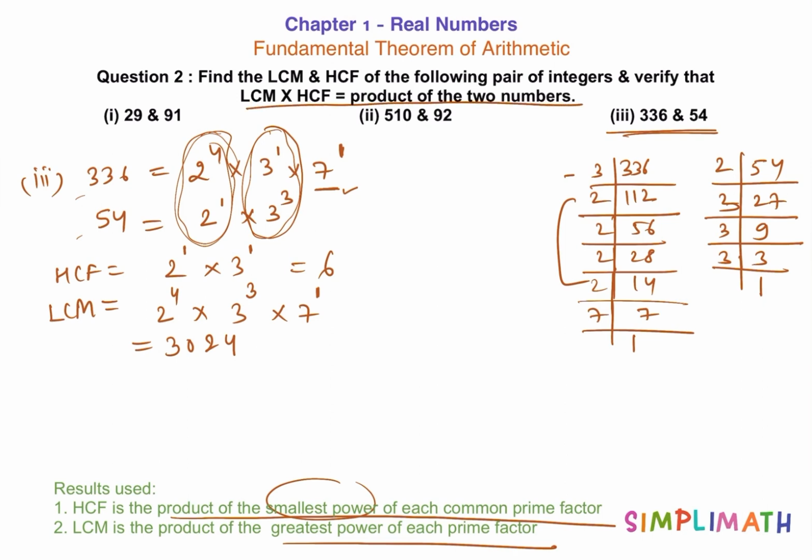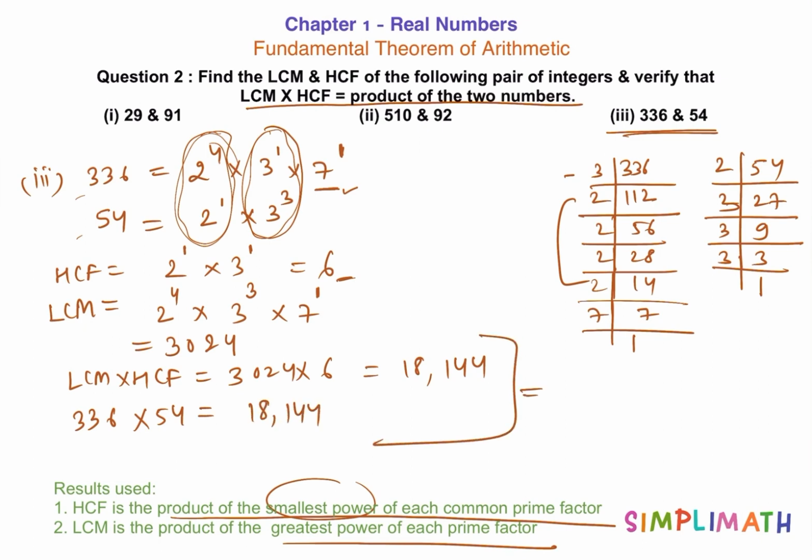Okay, so now let's check this result. LCM into HCF equals the product of the two numbers. So LCM into HCF equals 3024 into 6. So here we get 18,144. And if we multiply the two numbers, 336 and 54, we again get the same number. So from here we can say that LCM into HCF equals the product of the two numbers. So this result holds again.